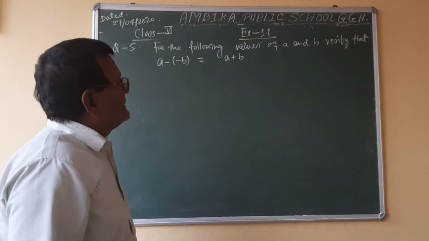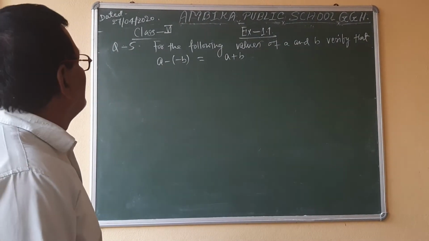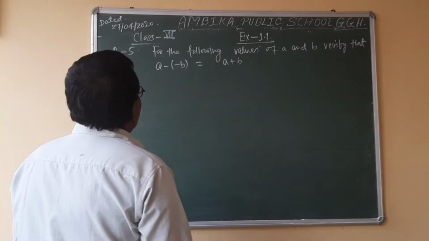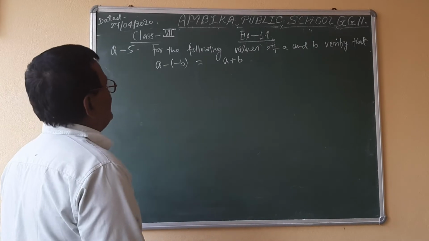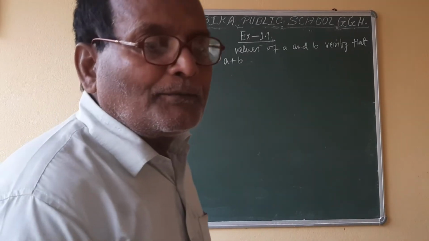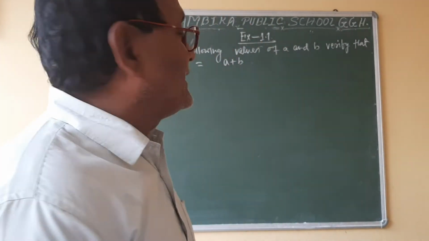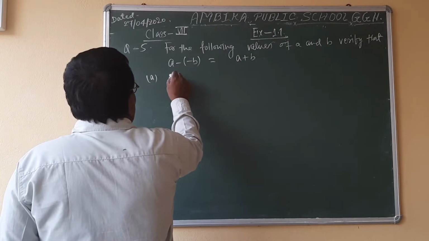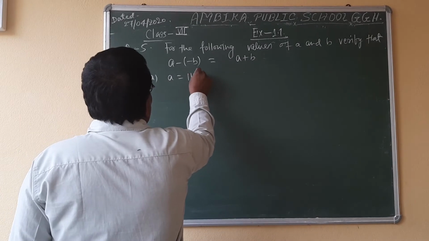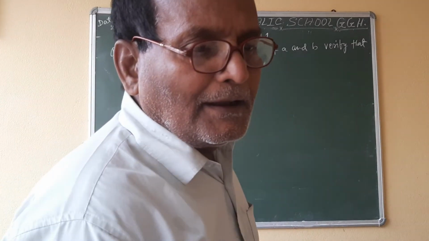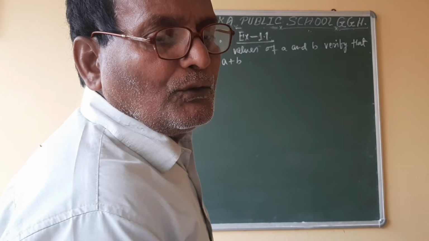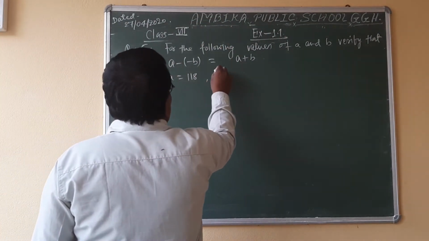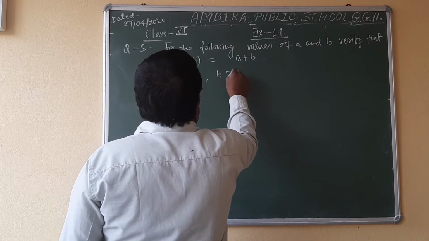For the following values of A and B, verify that A minus (minus B) is equal to A plus B. Values are A is equal to 118 and B is equal to 125.